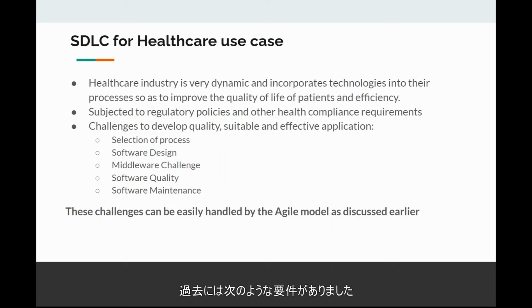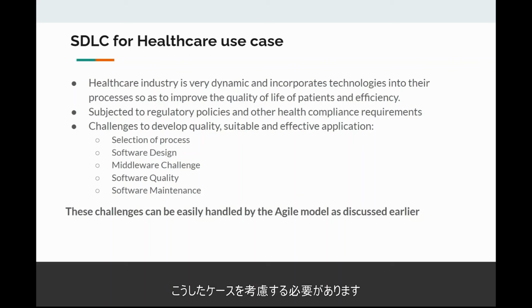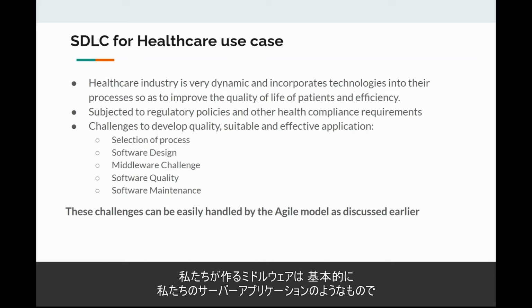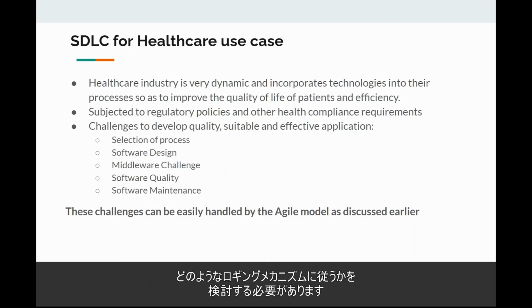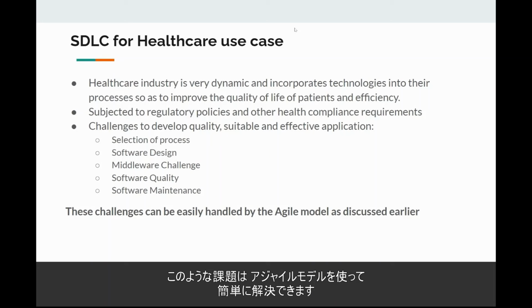Also, some of the requirements which I have seen in the past are like this: if we are collecting data in, let's say, country X, then there are some country-specific rules and regulations which our application needs to follow. For example, that country's region servers should only contain the data of that country, and that country's or patient's data should not leave the boundary of the country-specific regional servers that we have defined. Such cases need to be considered in the middleware, or basically when writing our server application. We need to consider what logging mechanism we should follow, what information we can log, and what information we cannot log.